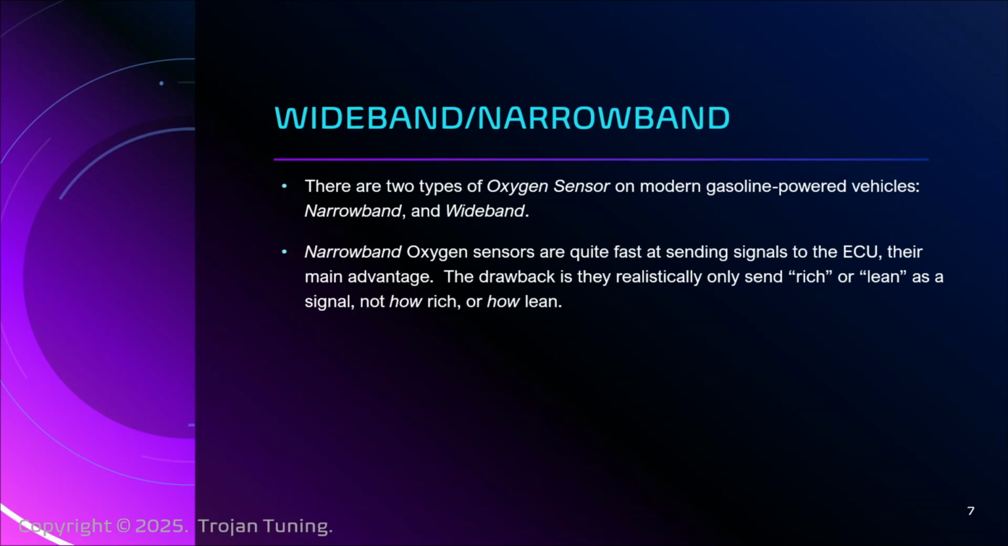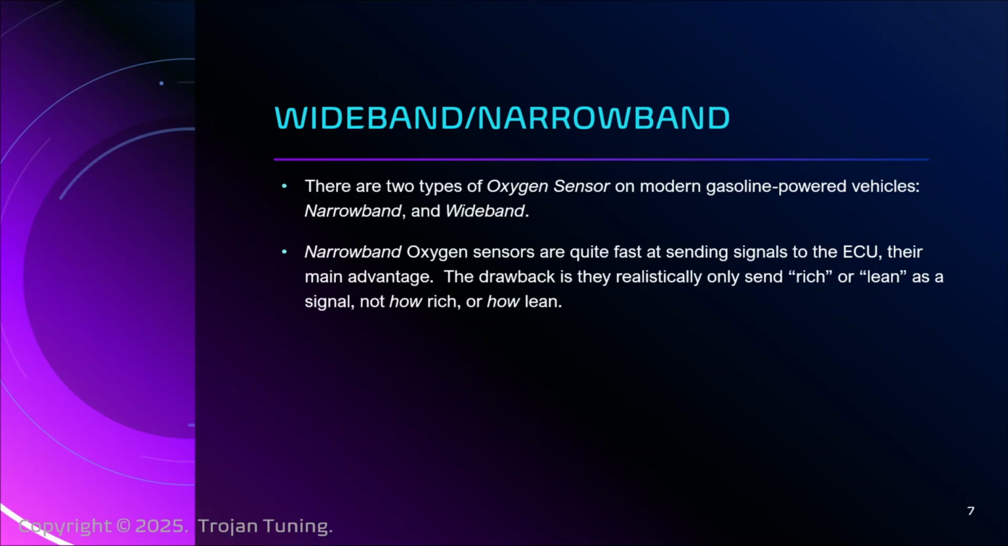The two pre-cat narrowbands are the ones that are really used for fuel trims, and the ones following the cats are used for making sure temps and the catalytic converter are all working the way they should. And there's some magic that happens with the cat from rich to lean as it cycles through and negates all the hydrocarbons, right?